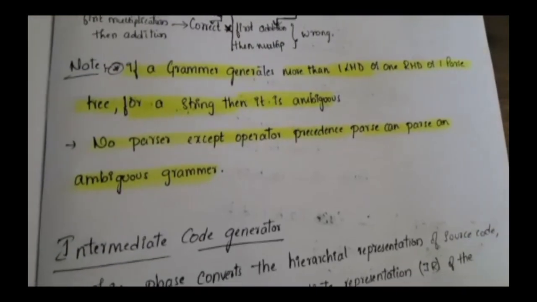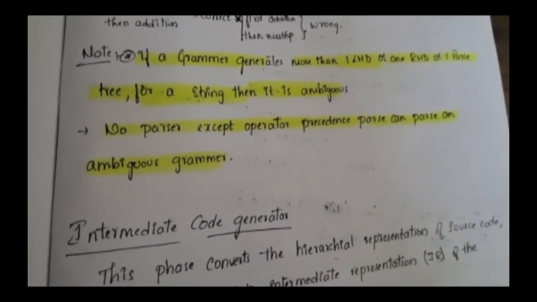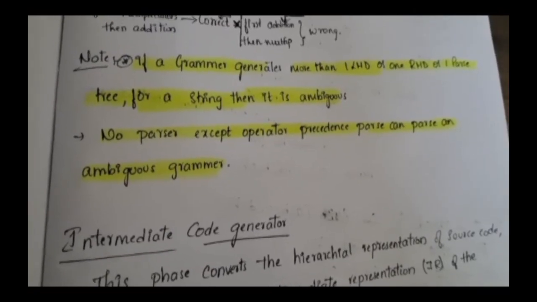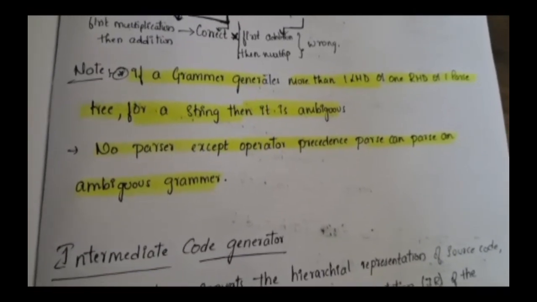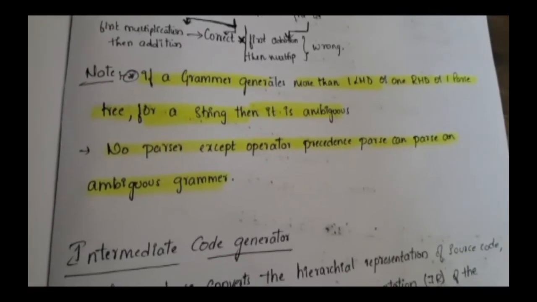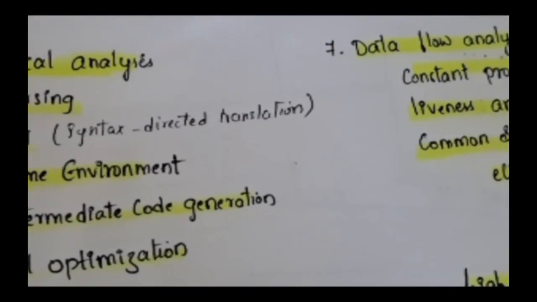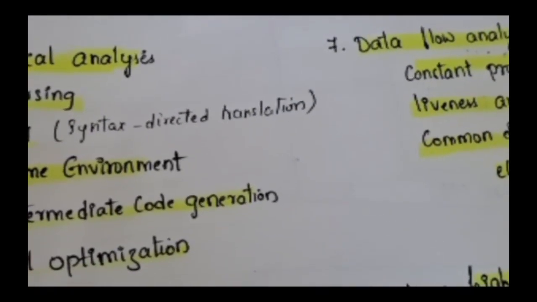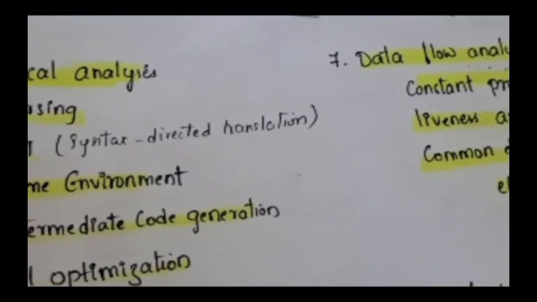Guys, now just remember this point. If a grammar generates more than one LMD or one RMD or one parse tree for a string, then it is called ambiguous. So guys, what I explained so far has covered your complete theory part, and from the next video, we'll be starting with the problems.